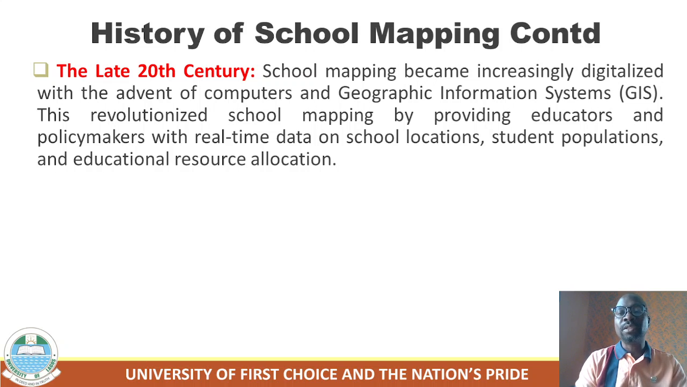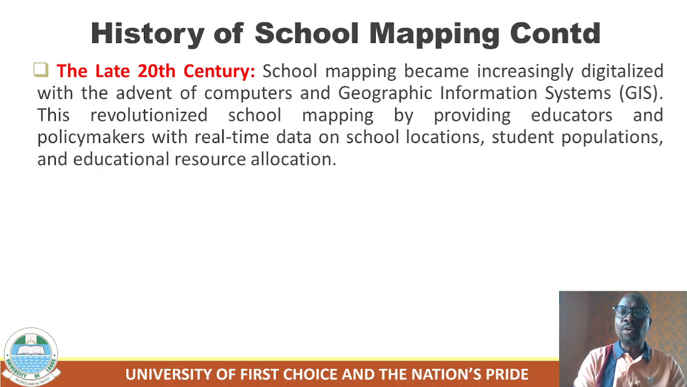We have just spoken about the early part, then the late 20th century. What happened during this period with respect to the development of school mapping exercise? During the late 20th century, school mapping became increasingly digitalized with the advent of computers and geographic information systems, GIS. So what I'm saying here is that during the late 20th century, school mapping has gone digital.